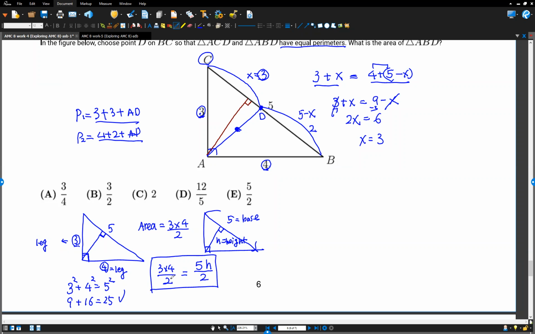From here, you can cancel out the same denominator. The numerators should be equal. On this side, 3 times 4 is 12. The other side is 5 times h. To find h, you divide by 5, which is 2.4, right? This height is 2.4. Now, the formula.